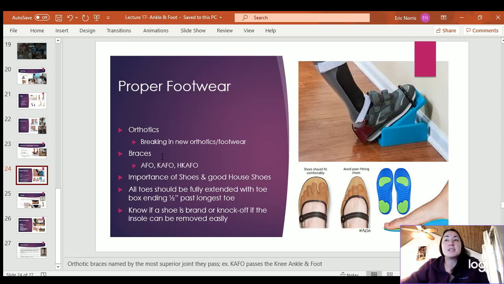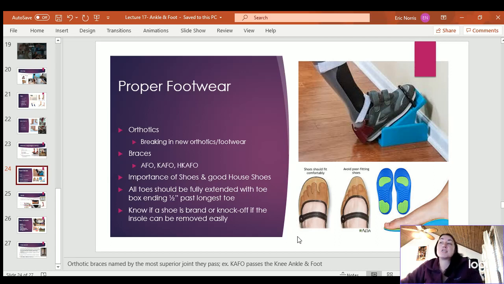With the braces, these are still orthotic type of braces. This is an AFO, ankle foot orthosis. They're named based on the most superior joint they pass. So if it's the ankle, then it would be an AFO, ankle foot orthosis. For the knee, it's KAFO, knee ankle foot orthosis, and then hip knee ankle foot orthosis if it passes the hip. We'll have a full lecture on that in the future. So just a basic understanding is good now.